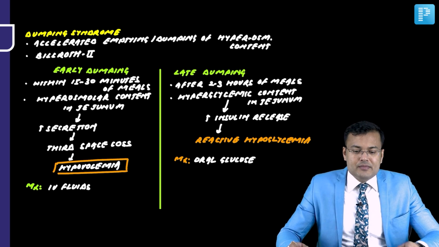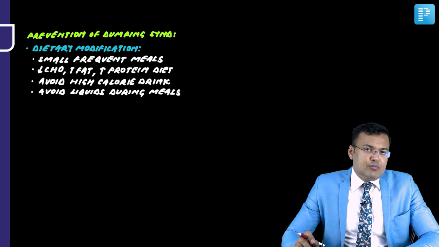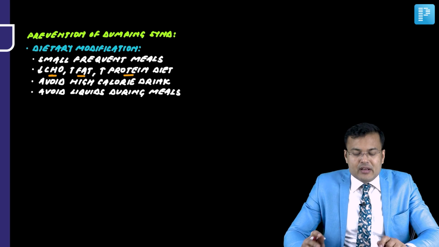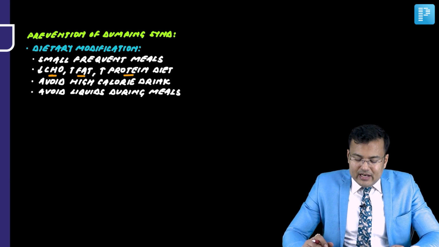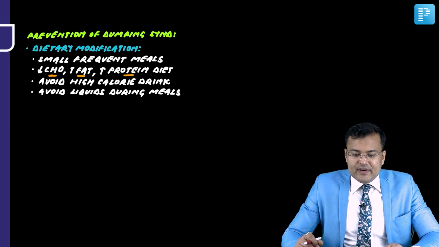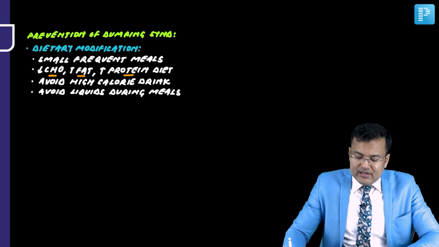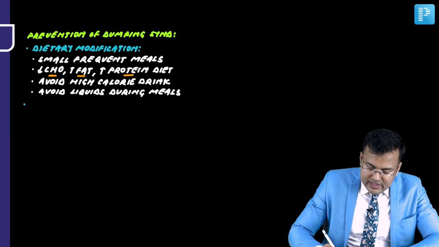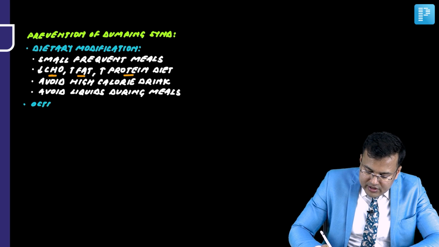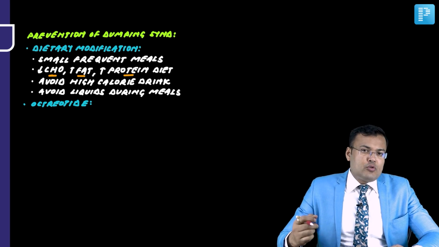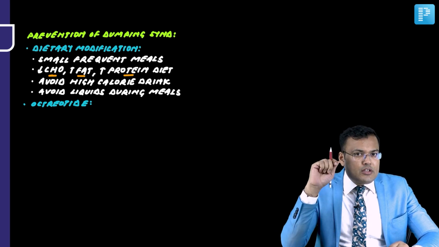So see the prevention. First is dietary modification: small frequent meals. This question was asked. There should be a low carbohydrate, high fat, high protein diet. Patients should avoid high calorie drinks and avoid liquids during meals. Most patients are going to improve after dietary modification. If the patient is not improving, in such cases we give octreotide. What is the role of octreotide? You know that octreotide is a somatostatin analog, and somatostatin is considered the universal switch off.